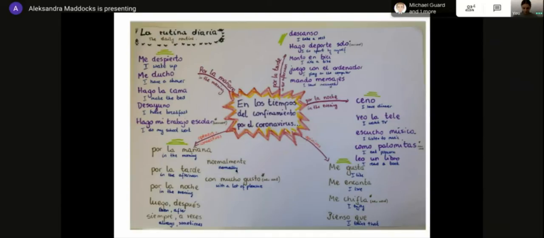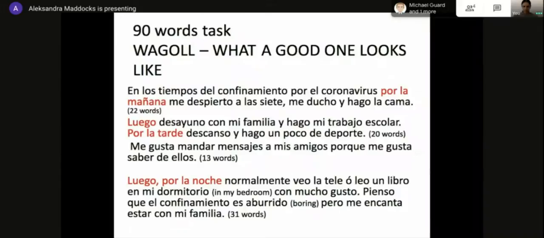And another one, con mucho gusto, with a lot of pleasure, a different one in this whole section, but I wanted to introduce this to the students, con mucho gusto, with a lot of pleasure. So now I'm going to show you the example of the good piece of writing to do with the daily routine. As you perfectly know, one of your tasks in your writing exam is the 90 words task that the students always meet with a massive, oh, we can't do that. And in this WAGOLL, which stands for what a good one looks like, I'm going to show you that actually writing 90 words, it's not a big problem.